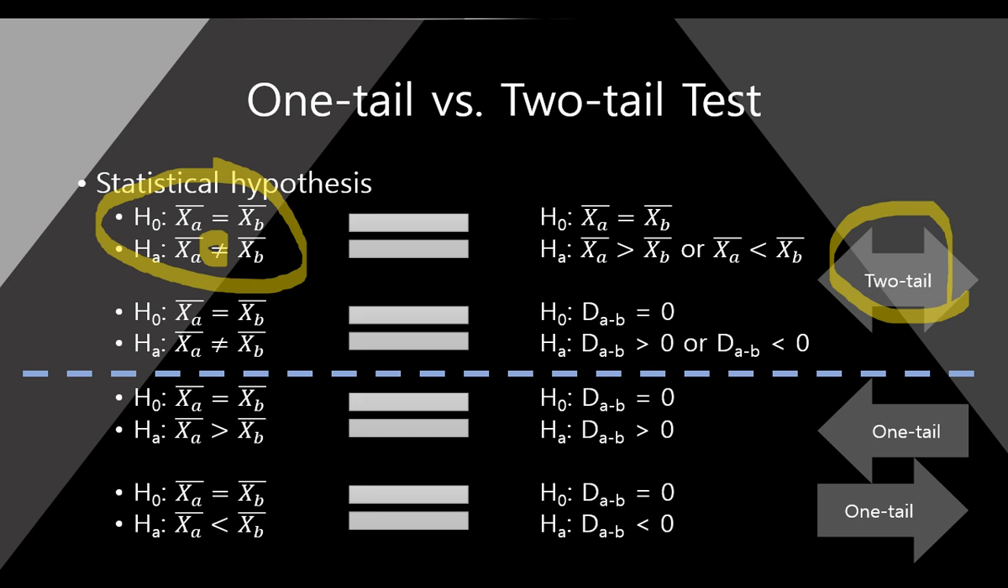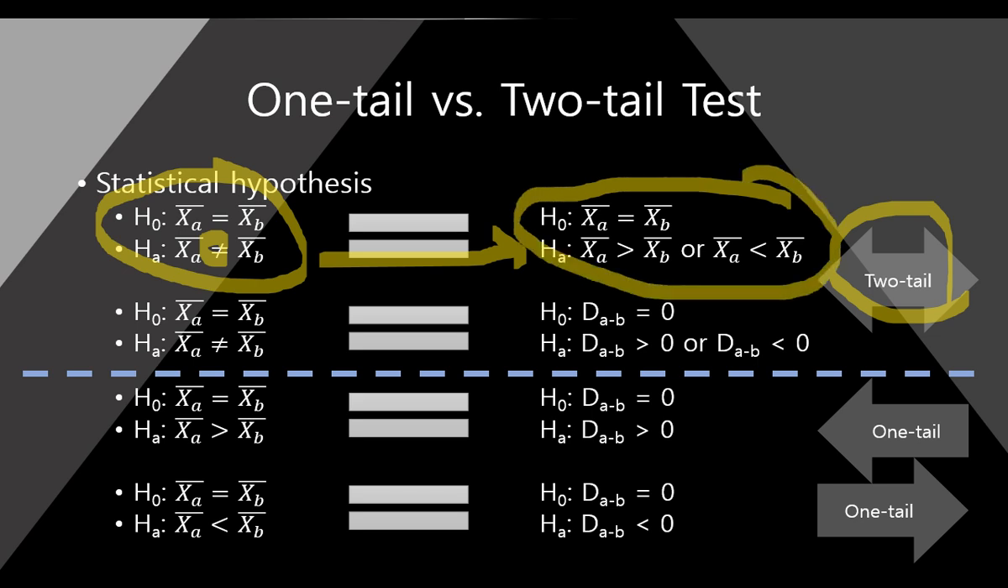And here we can change the alternative hypothesis like this. These two pairs are the same, okay? The null hypothesis is the same. However, the alternative hypothesis can be divided into two parts, because not equal means larger or less. So, not equal includes two cases: X̄A is larger than X̄B, or X̄A is smaller than X̄B, right? Logically, these two are the same.